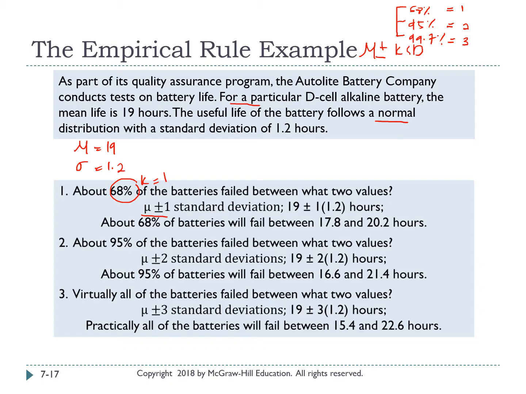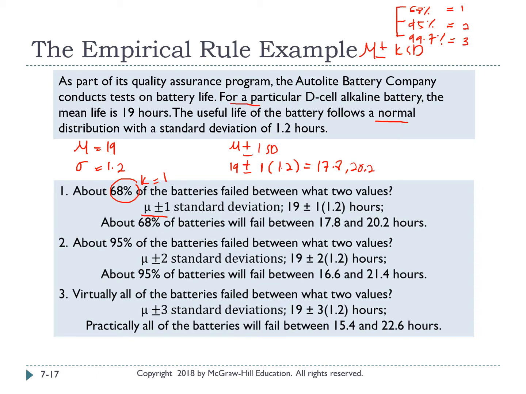So you have your mu, which is 19. Let me write it here. Mu plus minus, because your question is 68%, so k becomes 1 standard deviation. Your mu is 19, plus minus, so you will have a range, or two values. Plus minus 1 times the standard deviation, 1.2. Normally you start with the negative, so 19 minus 1 multiplied by 1.2 gives 17.8, and then 19 plus 1 multiplied by 1.2 gives the second value, which is 20.2.